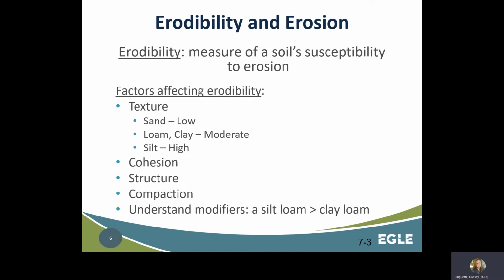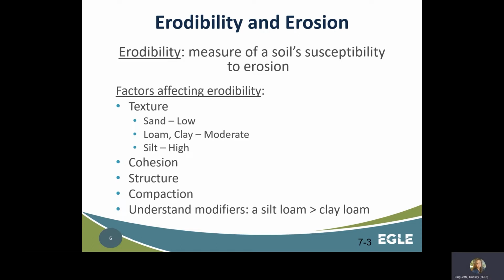Erodibility is a measure of a soil's susceptibility to raindrop impact, runoff, and other erosive force. Soil texture is one of the major factors which determine the erodibility of a certain soil. Factors such as cohesion, structure, and compaction can also affect erodibility, even in soils with similar textures. The NRCS has assigned all soils in Michigan an erodibility status or K factor. Higher K factors indicate a higher erodibility.